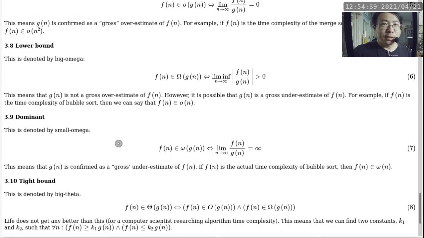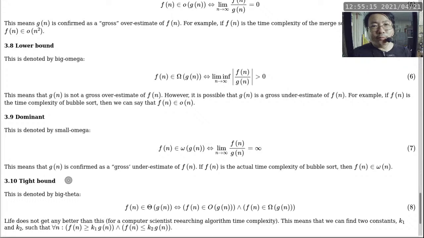Alright. Now, just as there's a negligible to upper bound, there's a dominant to lower bound. Basically dominant means it is a gross underestimate of f of n. Not really useful. It uses the symbol of lowercase omega, but you don't really see that a lot because it's not very useful. Now, what is useful is tight bound. If we can find the tight bound of the time complexity of an algorithm, that's what we want.